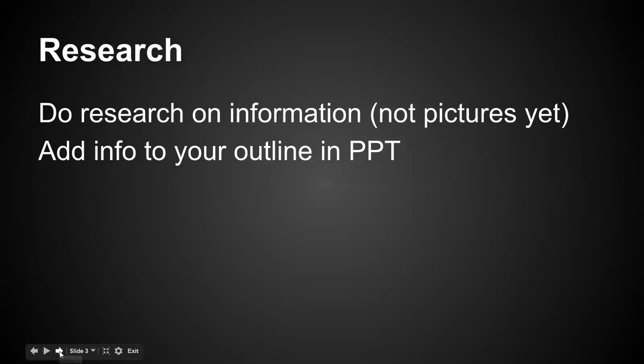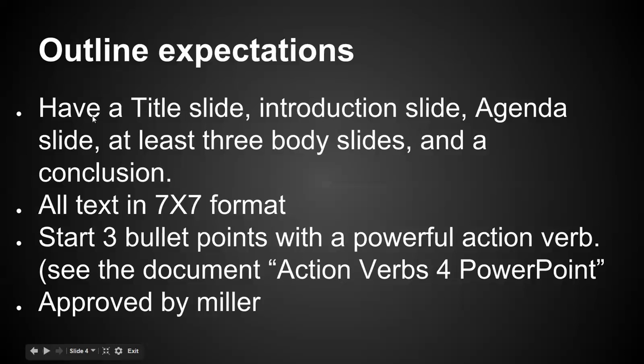Okay, so the outline expectations: have a title slide, introduction slide, agenda slide, at least 3 body slides, and a conclusion. Make sure all the text is in the 7x7 format. You have to start at least 3 bullet points with powerful action verbs, and most of you apparently do not know what an action verb is. So please open up the document called Action Verbs for PowerPoint. It'll show you what a verb is, and if you have questions, you can ask me too.